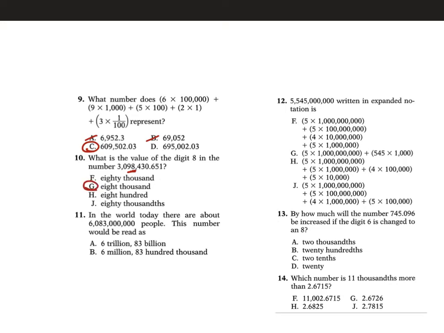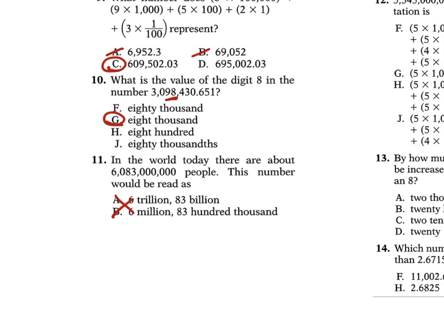For 11, we have in the world today, there are about 6,083,000,000 people. This number would be read as what? Neither of these are correct. You actually have to write it out yourself. So you have hundreds, thousands, millions, billions. So it would be 6,083,000,000.